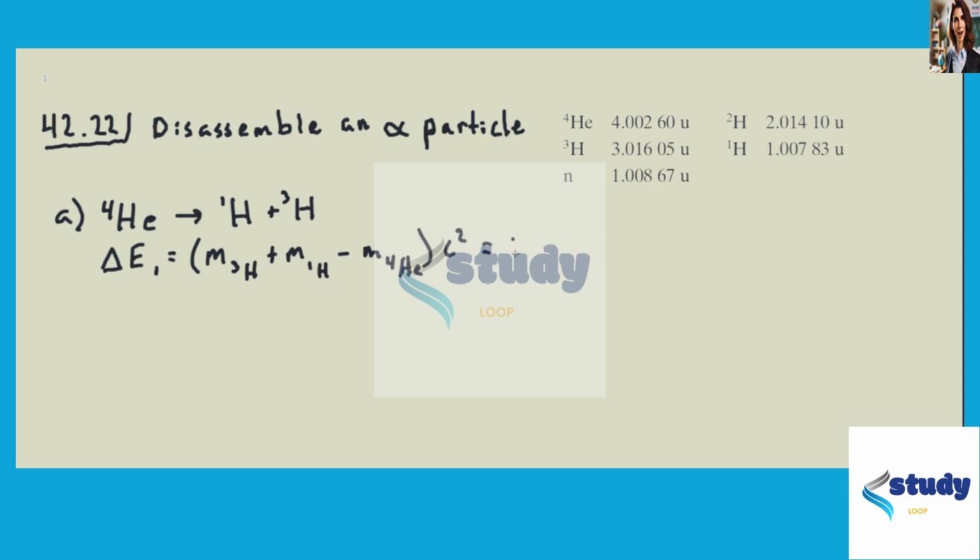And this is 19.8 mega electron volts. It's positive because we had to do work on the nucleus to take the proton out. If this were negative, then alpha particles wouldn't be stable, and you wouldn't find them everywhere.